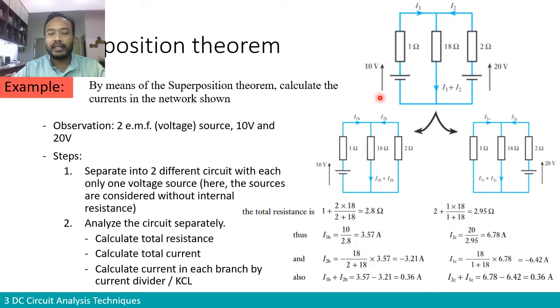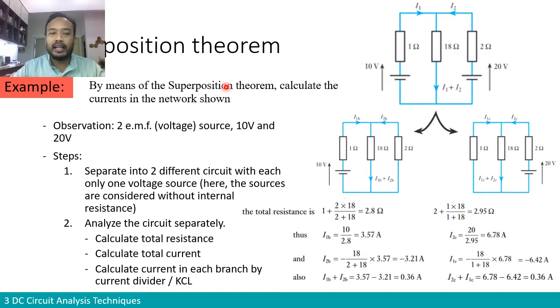So here we have an example to illustrate how to use the superposition theorem. The network of the circuit that we are analyzing is over here. It is the same circuit that we have seen previously. We have two voltage sources of 10 volts and 20 volts. Basically there are two meshes connecting them. And there are three resistors of 1 ohm, 18 ohm and 2 ohm.